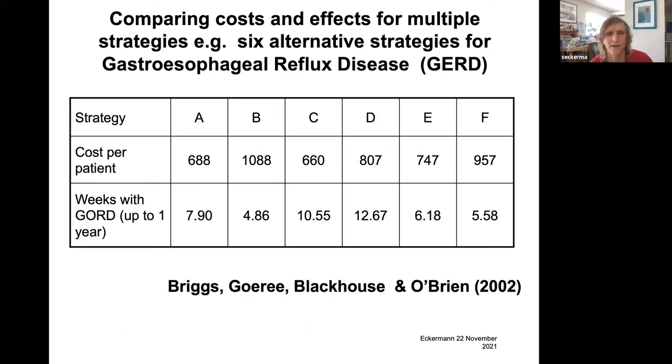So let's have a look at an example of one of those multiple strategy comparisons. This one's taken from a well-known study by Briggs, Goeree, Blackhouse and O'Brien for gastroesophageal reflux disease with six strategies. You've got the cost per patient over a year of the six strategies there, and the weeks with GORD or GERD, depending on which side of the Atlantic you're on, but it's gastroesophageal reflux disease. And of course, that's a bad thing. So you want to minimize the weeks with GERD. You want to minimize cost. This is in cost disutility space already.